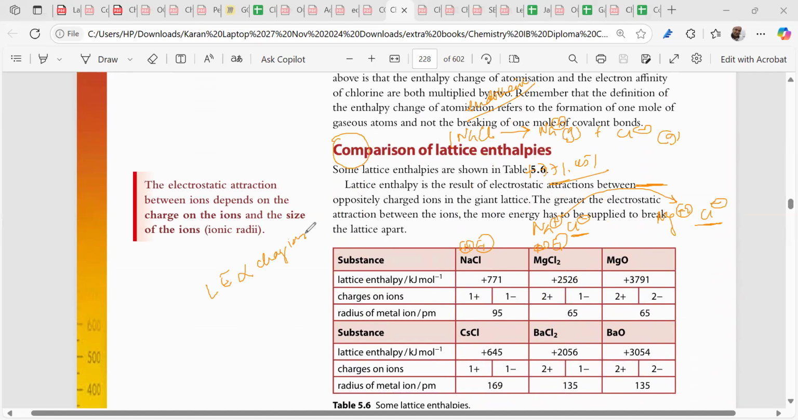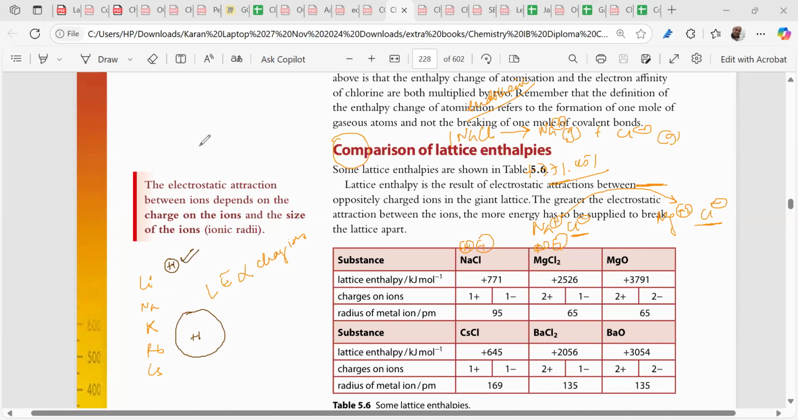Fine. Now, as we go down the group, what happens? Suppose I'm going from lithium, sodium, potassium, rubidium, cesium. The size of the atom increases. The size of the ion increases. So the same positive charge is in a smaller radius at lithium. When you reach rubidium, it's the same unit positive charge in a larger radius. So the charge density is more in lithium. You have to talk about the charge density.